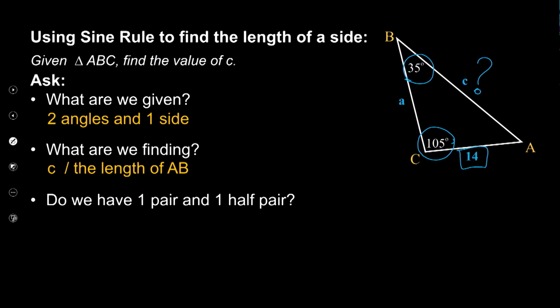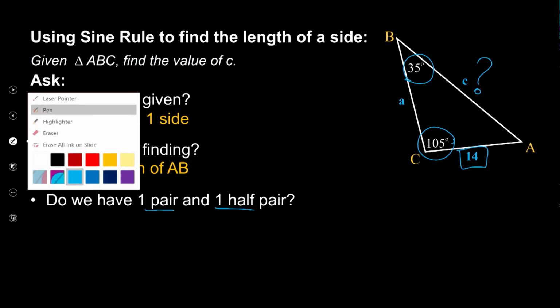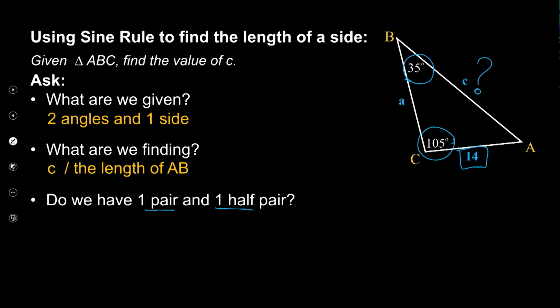The next question we need to ask, remember for sine rule, we need to have one pair and one half pair. So we need to check, do we have one pair and one half pair? Let's go back to our diagram, and if you look clearly, here's our full pair. We've got one angle and one side, and we have a half pair containing our unknown side. So we have this side and the angle across it. So yes, we do have one pair and one half pair.